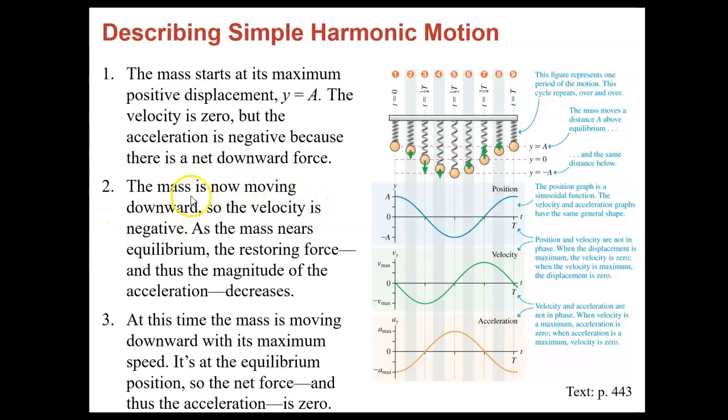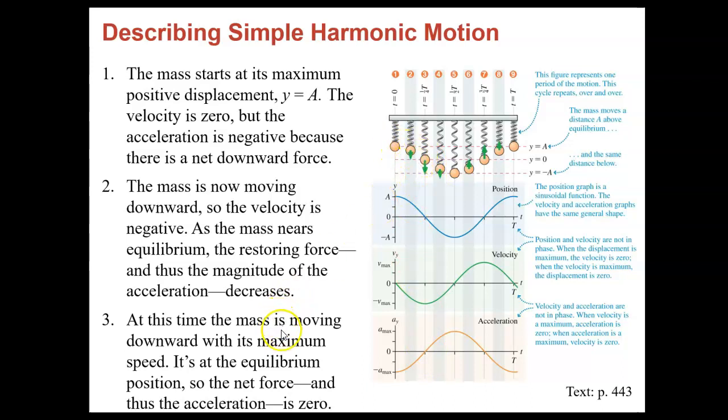As it says here, you let it go. At the very top, the velocity is 0, but the acceleration is negative because it's going downward. So the mass is now moving down as the velocity is negative. And as the mass nears equilibrium, the restoring force and then the acceleration decreases. As it hits here, the acceleration decreases.